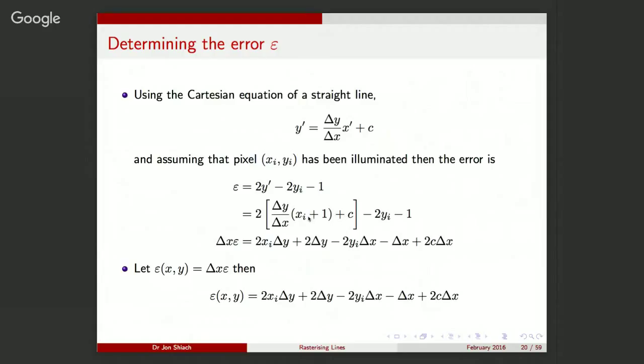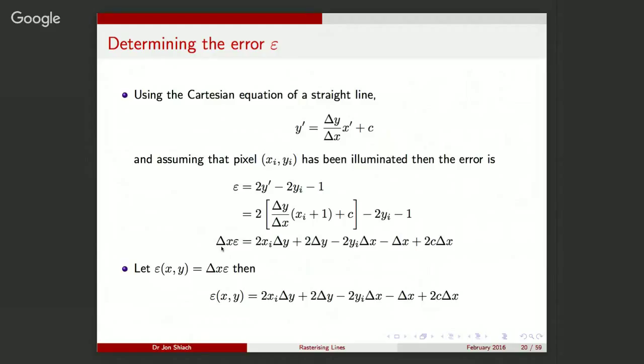X dash is xi plus 1, because we want to know what the error is at the next x coordinate. If I multiply all of that out, we get this expression here. I've multiplied it all out, and I've multiplied both sides by delta x. Now, to simplify things a little bit, I'm going to say let our error function be equal to delta x times epsilon. That just makes things a lot neater.